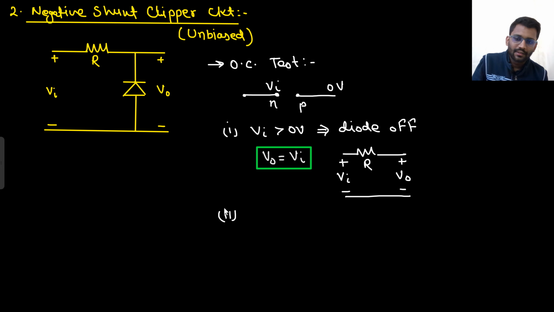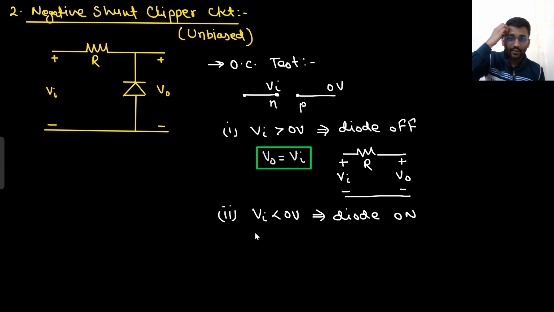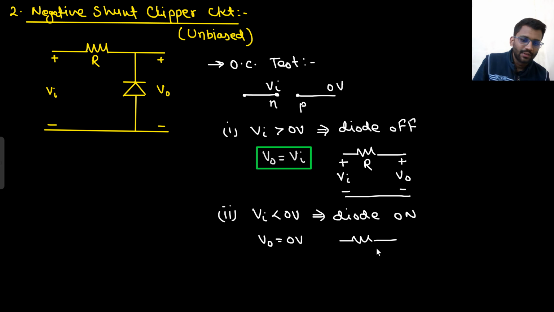And second condition, when V in is less than 0 volt, that means this potential is less than this potential. That means diode will be on. And if the diode is on, that means V out will be equals to 0 volt. Why so? Because diode is on, so this is the resistance R, this is V in, this is V naught. So V naught will be 0.